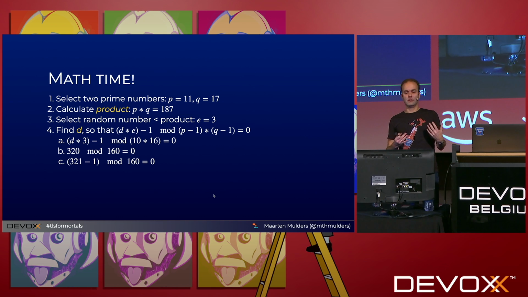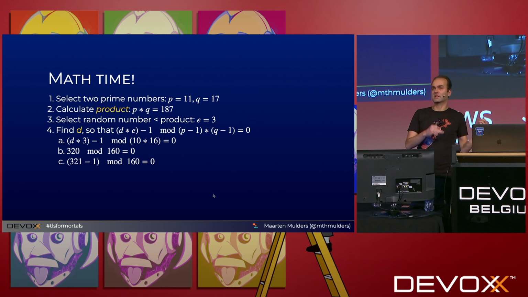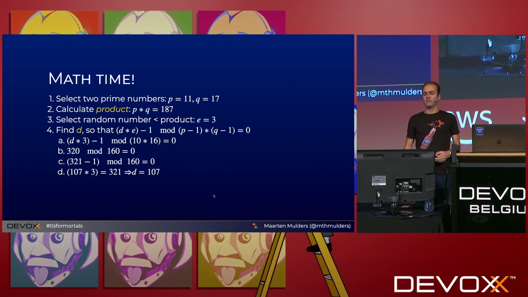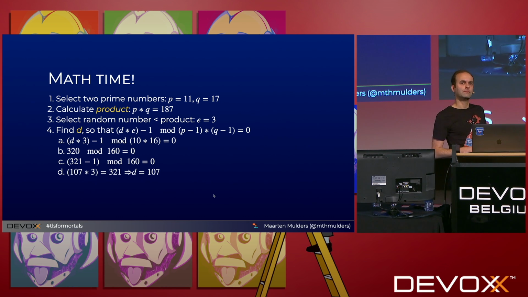So then we say, okay, there was a minus 1 in this, so actually it's 321 minus 1 equals 320, modulo 160, still 0. And then finally, let's say 107 multiplied by 3 means 321, minus 1, and so on. So what we see is that D equals 107.